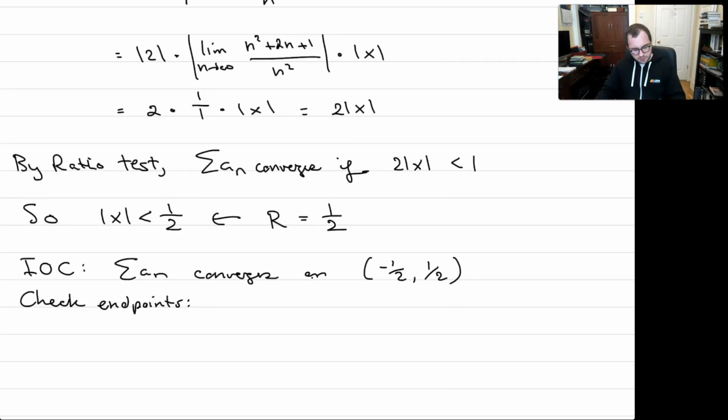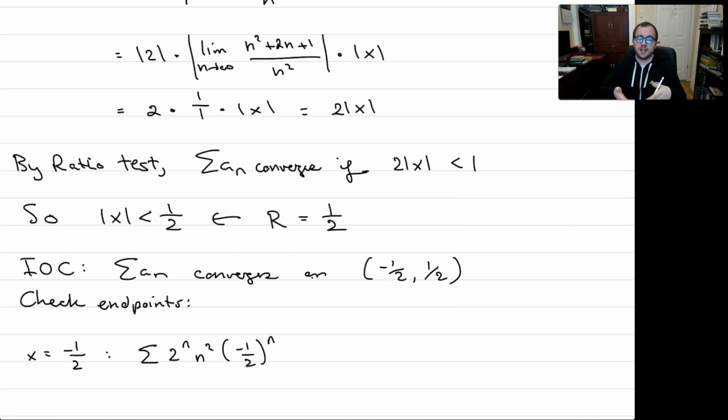At x equals -1/2, all we have to do is plug x equals -1/2 into the expression and see if the resulting expression is a convergent or a divergent series. So the series becomes 2 to the n, n squared, -1/2 to the n.